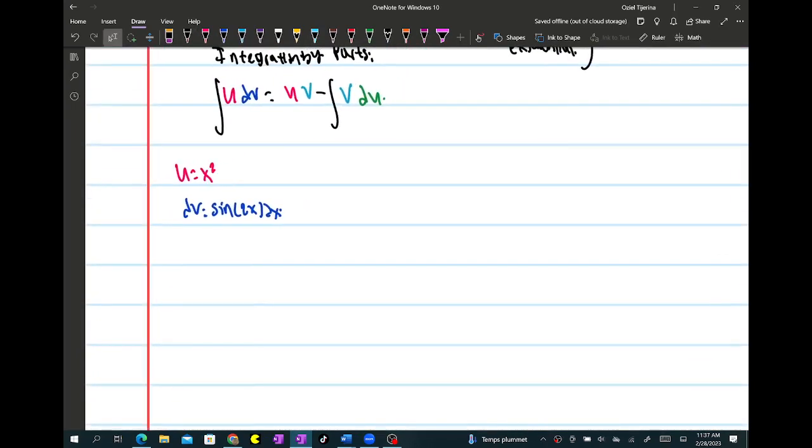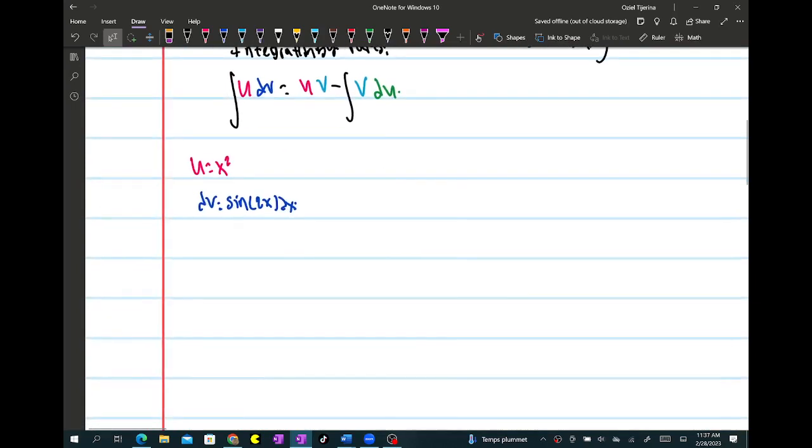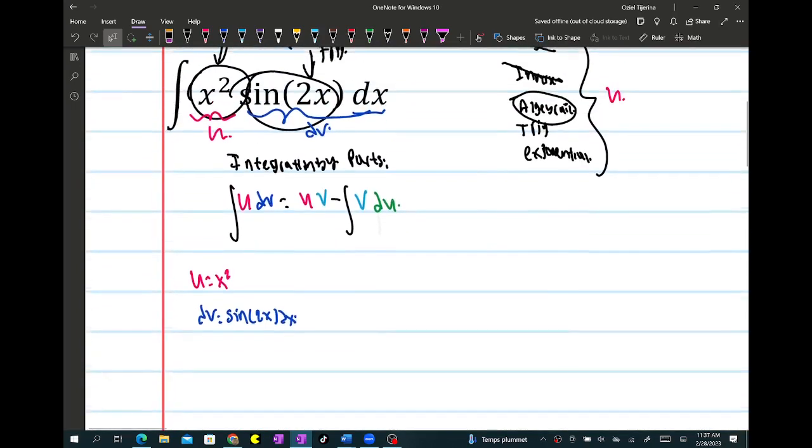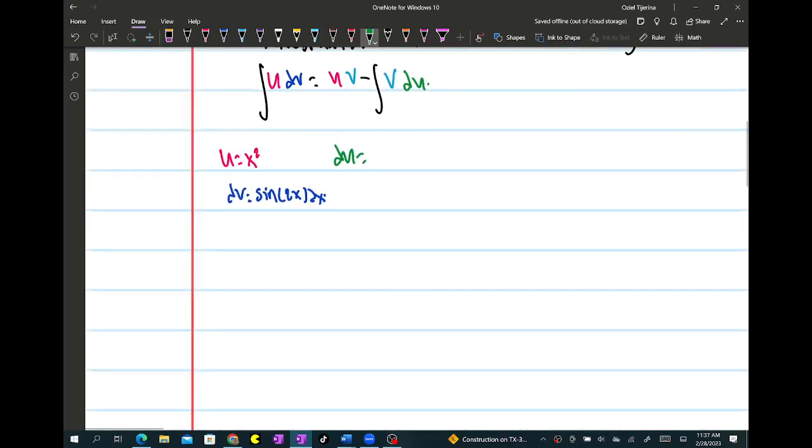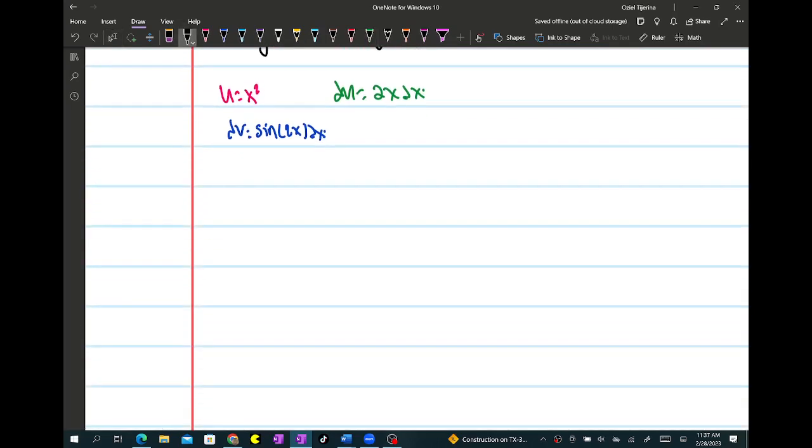Now, let's see here. We know that u is x squared and dv is sine of 2x dx. We have to find du, because that is why we're doing this formula. We need to find du as well as v on its own. du is pretty easy. You're just taking the derivative of u with respect to x, so it's going to be 2x dx, right?